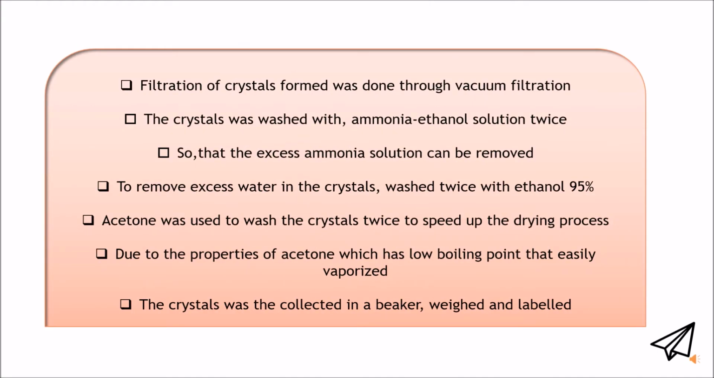Filtration of the crystal formed was done through vacuum filtration. Firstly, the crystal was washed with 10 ml of ammonia ethanol solution twice so that the excess NH3 solution can be removed. To remove excess water in the crystal, it was washed twice with 10 ml of 95% ethanol. Lastly, acetone was used to wash the crystal twice to speed up the drying process due to the properties of acetone, which has a low boiling point and is easily vaporized.